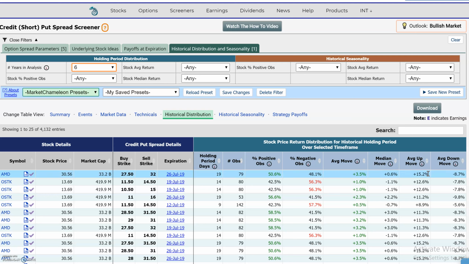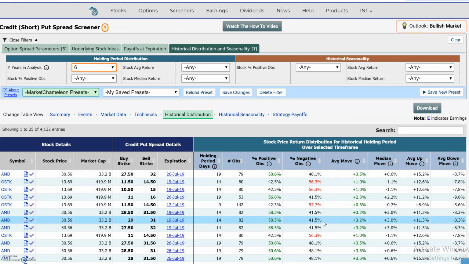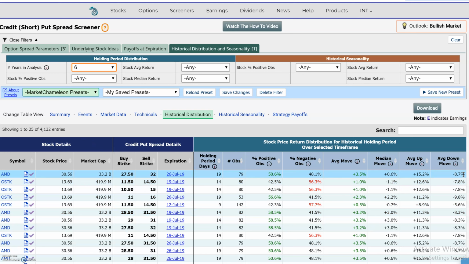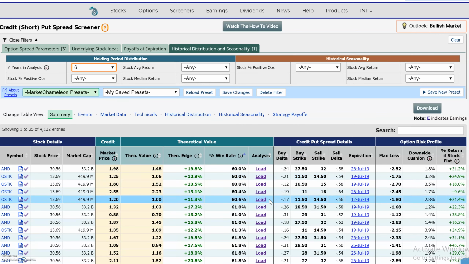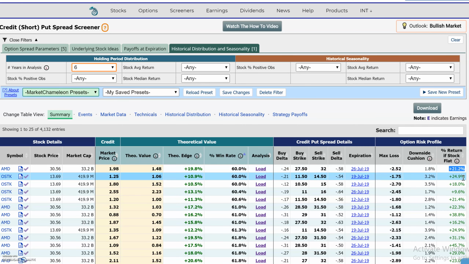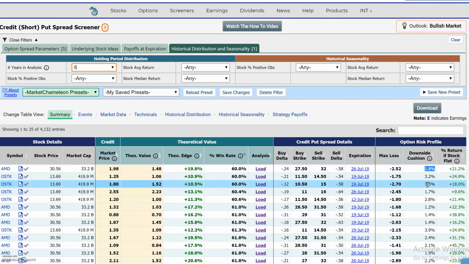The average up move was 15.2%, and the average of all the down moves was negative 8.7%. And this is what we're really looking at. If we're concerned about downside protection, maybe we don't feel as confident. Maybe you're thinking these spreads look pretty good, the returns look pretty good, but I'm not very confident in the direction right now, and I need a little bit of extra cushion.